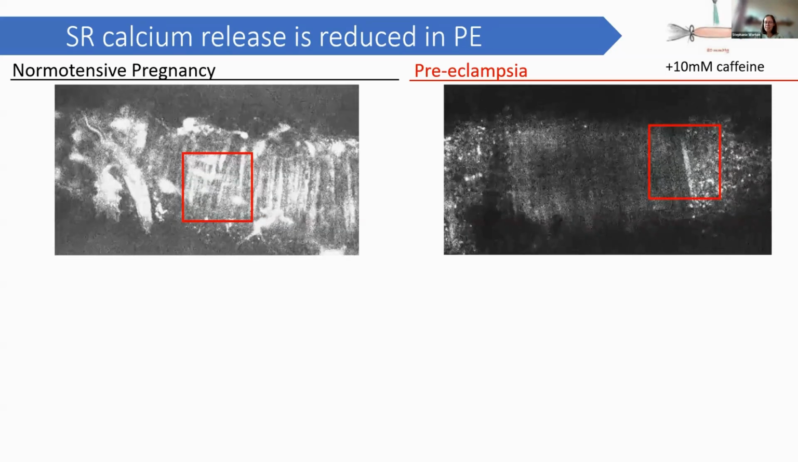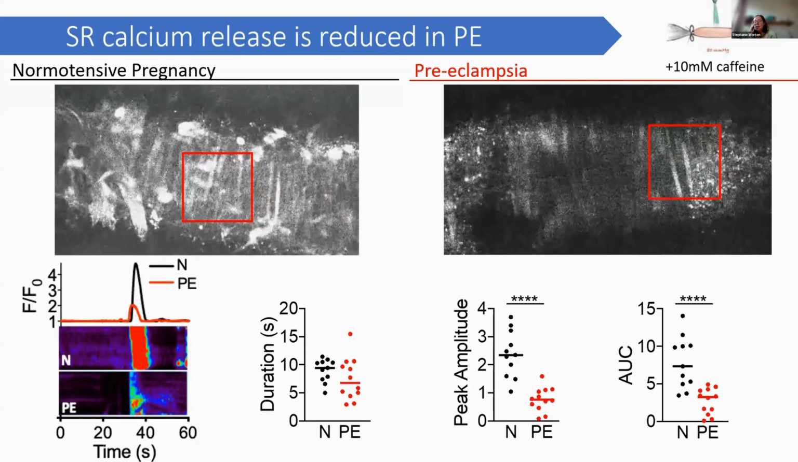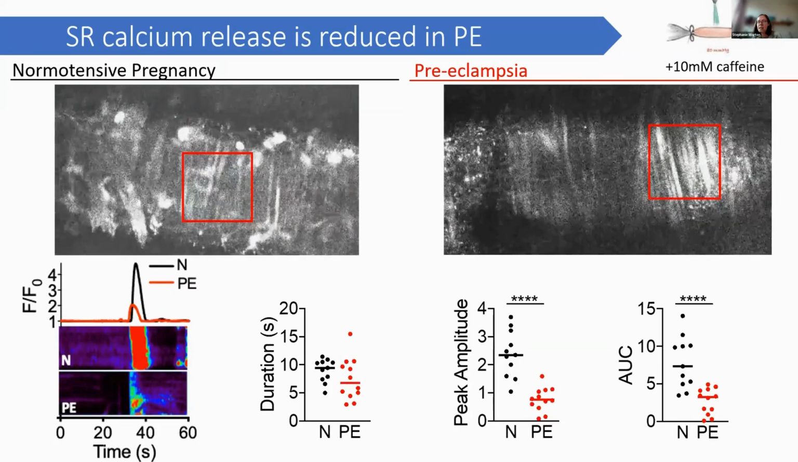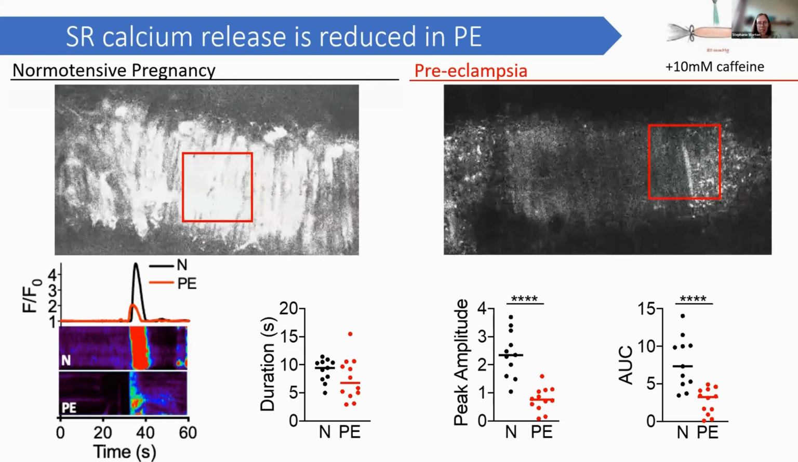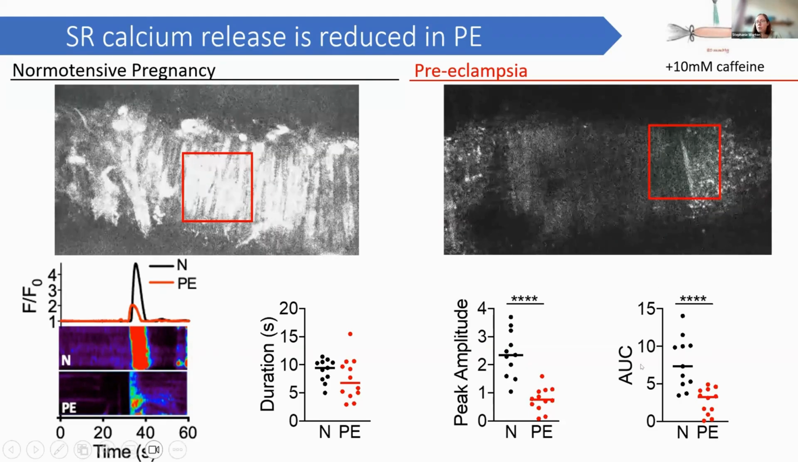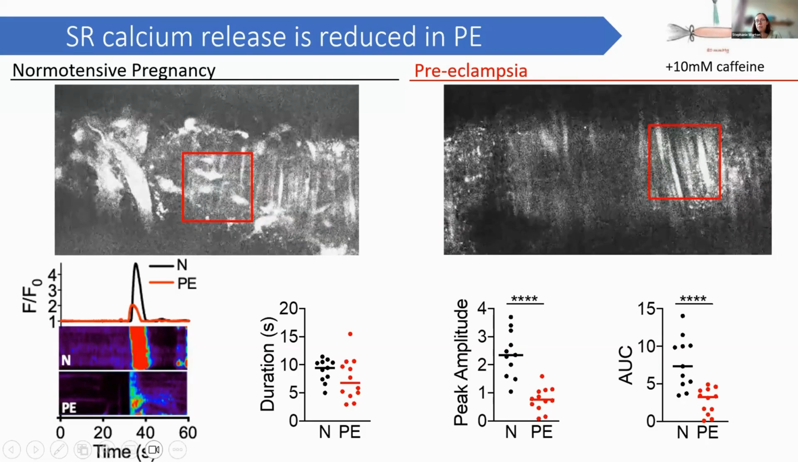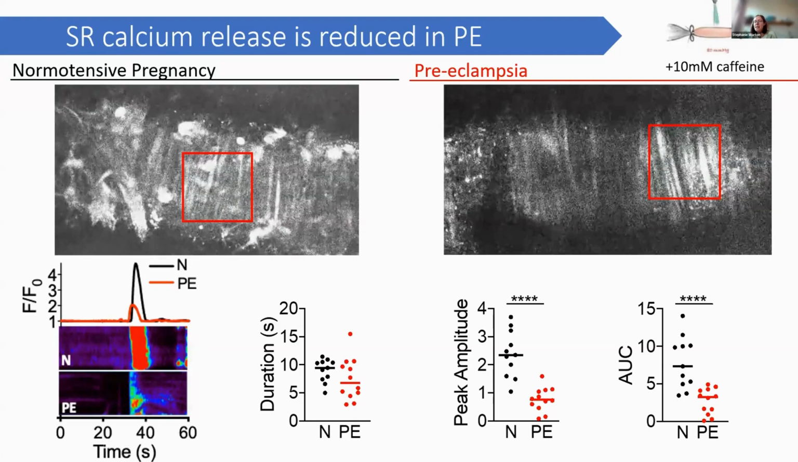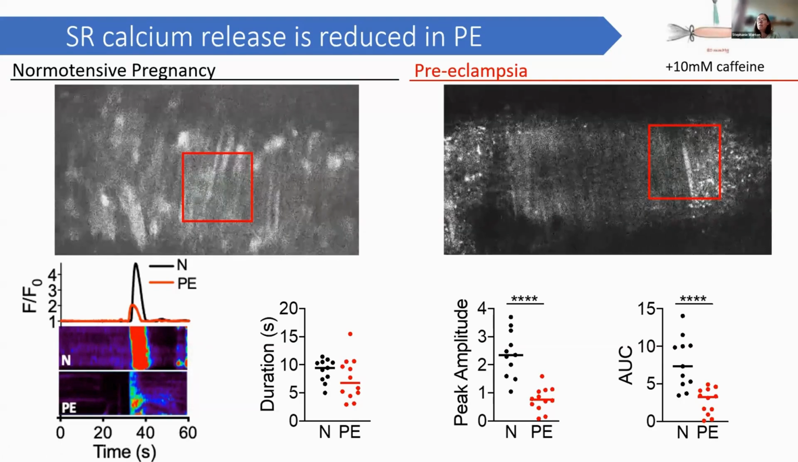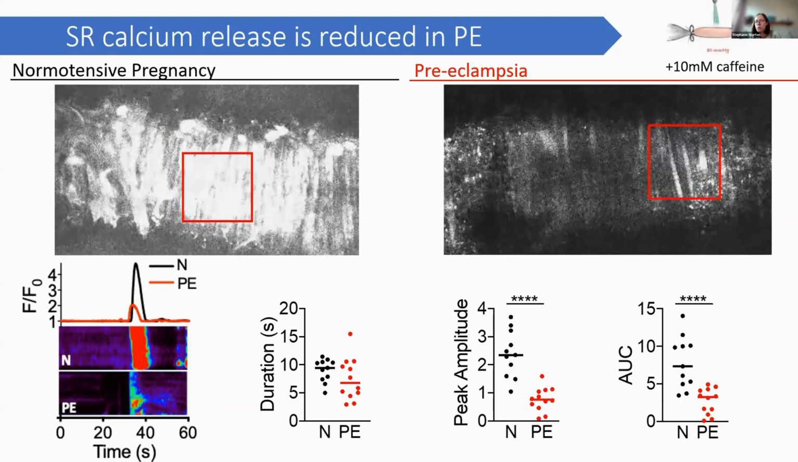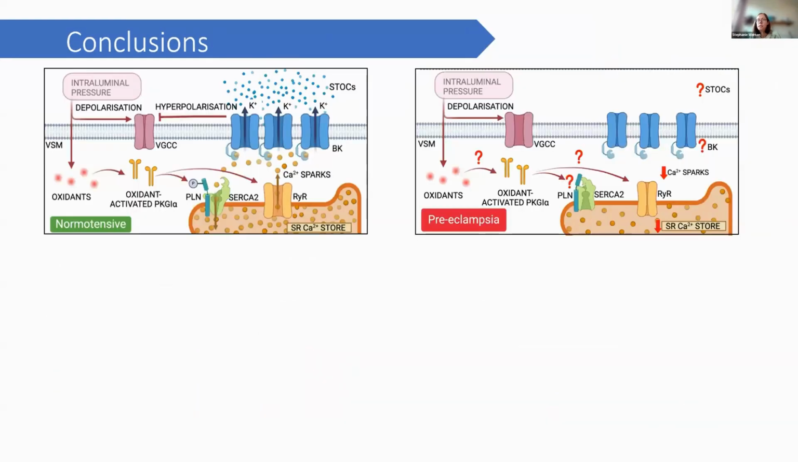Analysis of this by the SparkLab software indicates that the amount of calcium released, measured either as the peak amplitude or as the area under the curve, is strikingly reduced in preeclampsia, suggesting that altered calcium handling in the sarcoplasmic reticulum may underpin the reduction in calcium sparks that we've recorded. So here, we've shown a reduction in calcium sparks and in the sarcoplasmic reticulum calcium store in preeclampsia.